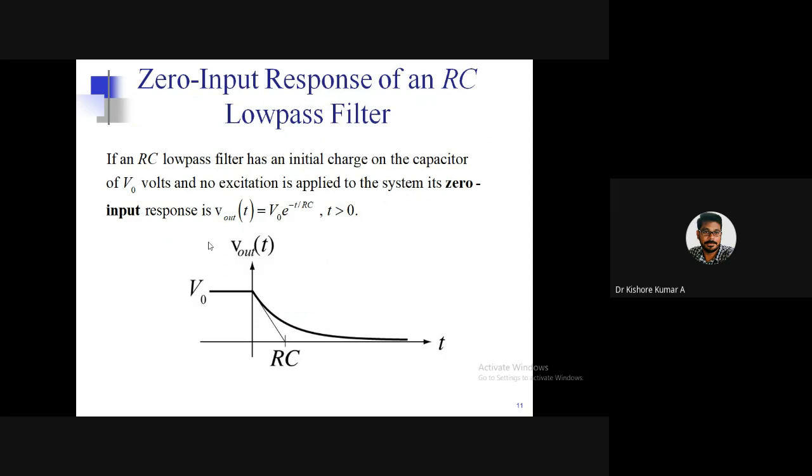It is a decaying exponential waveform, which is why it has e to the power minus t by RC. RC is the combination of the resistor value and the capacitor value. By multiplying them, you get a factor, the time constant, which fixes the response.